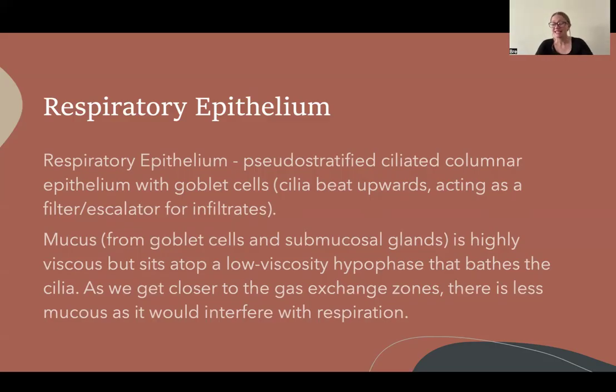Now, it does sit on a hypophase layer, which is lower viscosity. Think more watery, more oily based. That just makes it easier for the cilia to move. So the mucus is on top, and right here in between the cilia is that hypophase layer.